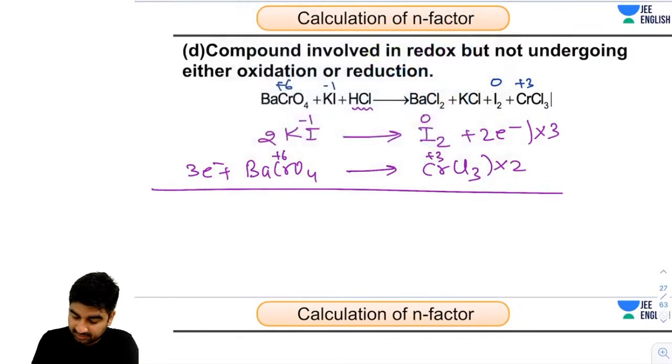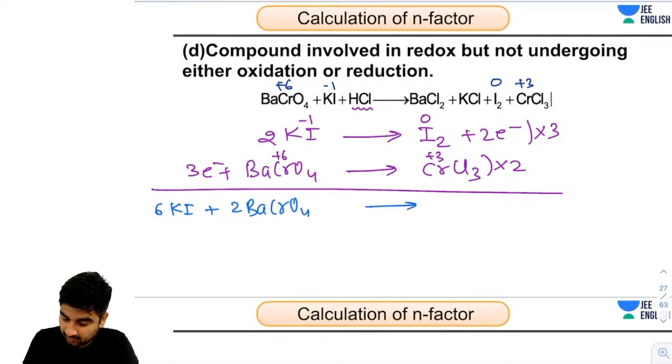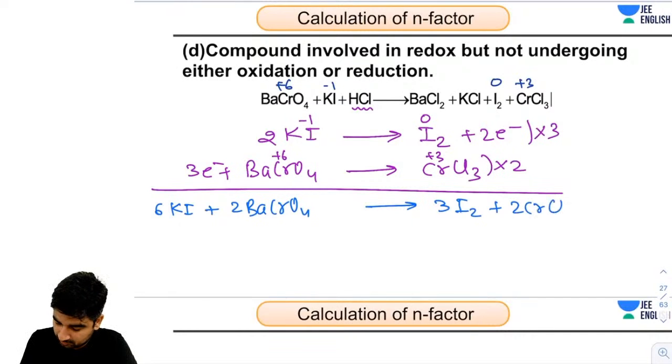And what will I be getting here? 6 KI, 2 BaCrO4, giving you 3 iodine, 2 CrCl3. So guys, hello Manjul. Hello, you are late. So guys, here you have balanced chromium and iodine. Till this point you have balanced chromium and iodine, right?